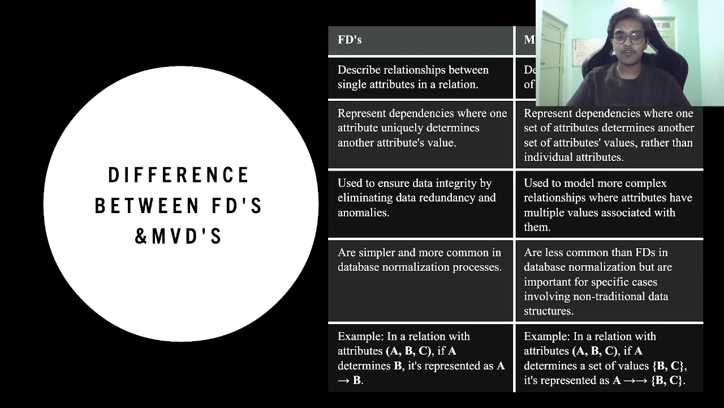And a good example for this is in a relation with attributes A, B and C, if A determines B, then it is represented as follows, that is A arrow B.